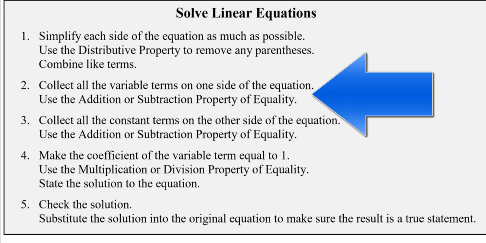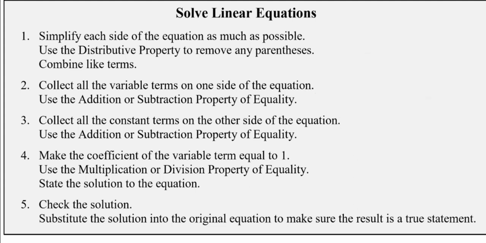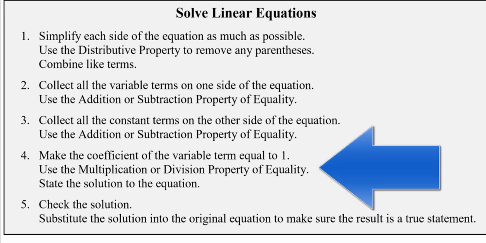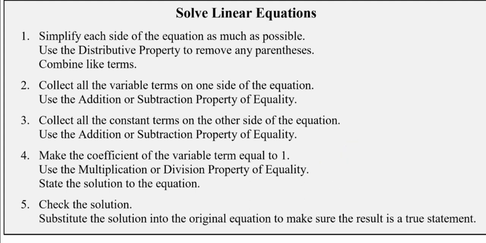Then we're going to aim in step 2 to combine all the variable terms on one side of the equation. Usually we will be using addition or subtraction to move terms from one side to the other. And in step 3, we will collect all the constant terms, all the terms with no variables, to the other side of the equation by using addition or subtraction. Step 4, we're going to make sure that the variable's coefficient is a 1, and usually that involves a multiplication or a division. And at this point, we should have the solution to the equation.